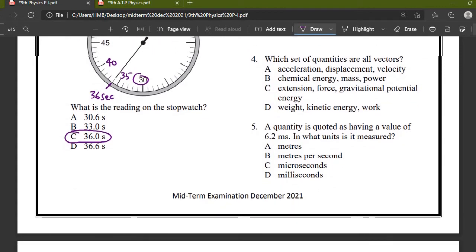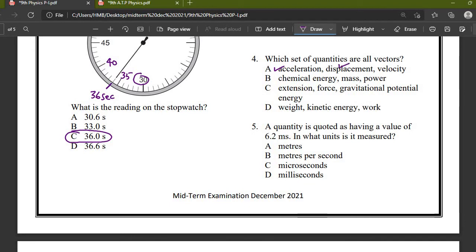Let's see questions number 4 and 5. Which set of quantities are all vectors? We have acceleration, a vector quantity, displacement, a vector, and velocity, a vector. So option A has all the vector quantities, while in option B, energy is not a vector, mass is not a vector, and power is not a vector. In option D, weight is a vector, while kinetic energy and work are scalar. Similarly, extension is not a vector, force is a vector, and energy is scalar. So we have the right answer, that is option D.